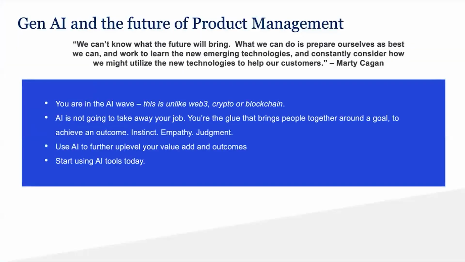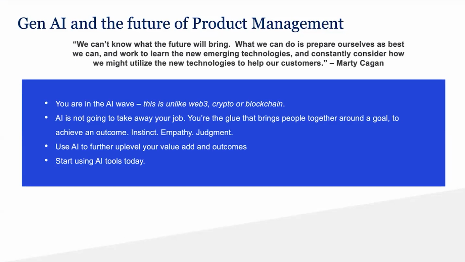So, what do I think about Gen AI and the future of product management? As you can see, we don't know what the future will bring, and this is from Marty Kagan. But what you can do is prepare yourselves to learn the new emerging technologies like Gen AI and use it to propel your product management assets and your delivery outcomes in your favor and in your customers' favor and in your organization's favor. So you are in the Gen AI wave, right? This is not like Web3, crypto, or blockchain. This has far-reaching implications. This is going to fundamentally alter how we build products.